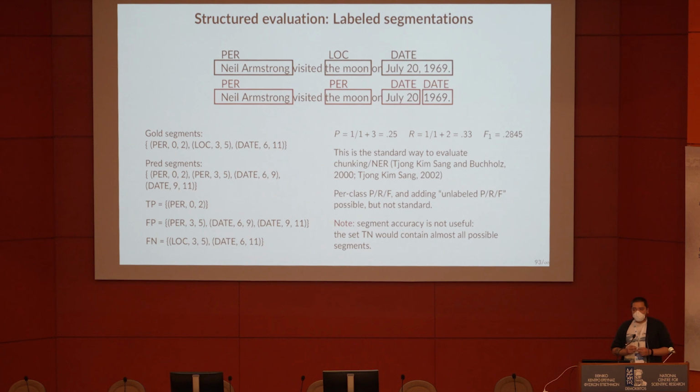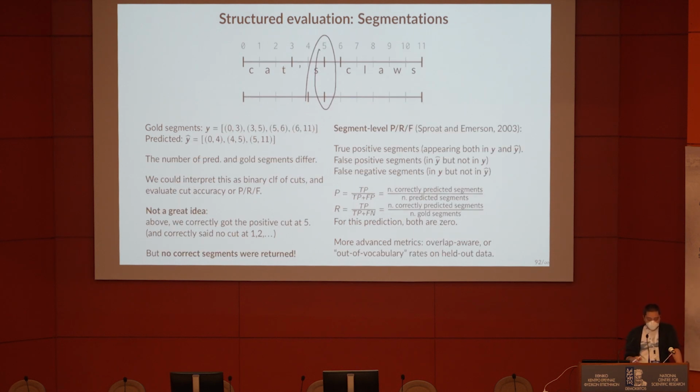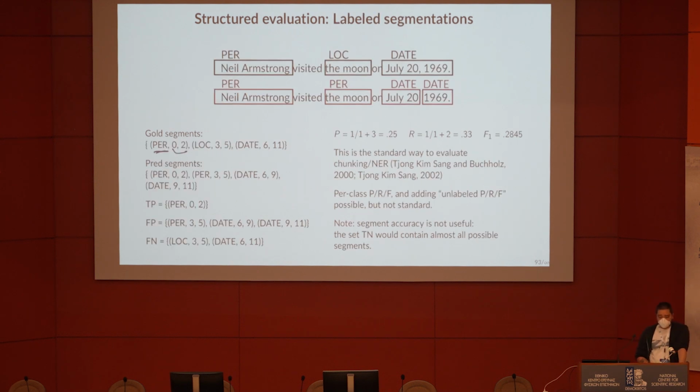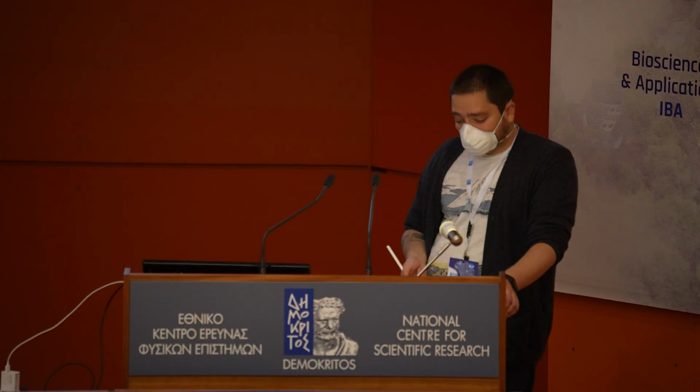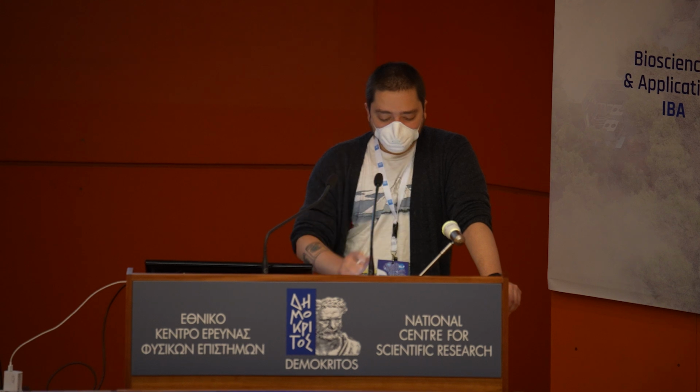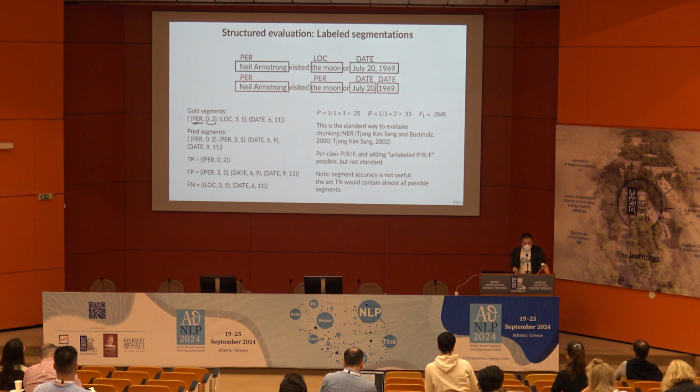If we have labeled segmentation, like happens in named entity recognition, then you can think of additionally having a label for every segment tuple like this. And the evaluation is exactly the same. We calculate true positives, false positives, false negatives, and you can compute precision and recall exactly the same way. So basically you treat the label as part of the object. If you want to count it as a true positive, you must correctly retrieve everything: label, start, and end. Otherwise, it's a negative. This is the standard way to do evaluation for chunking, named entity recognition, and so on. It's also possible to do it per class, but it's not really standard.